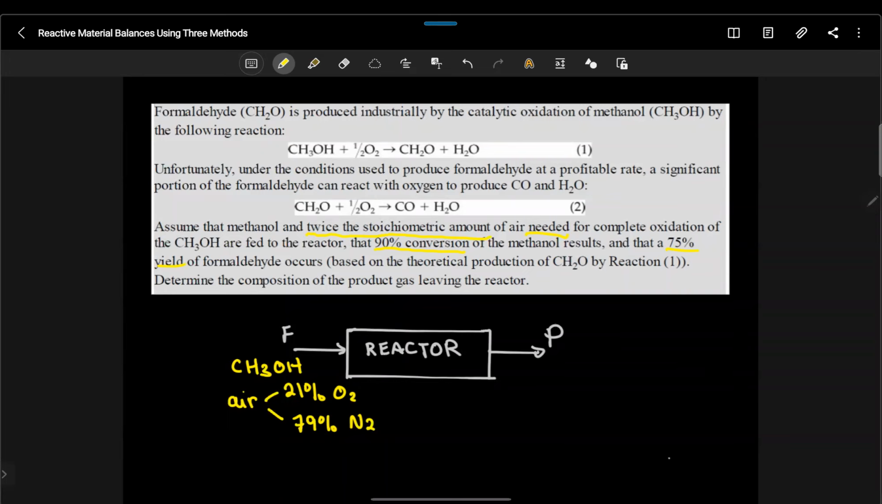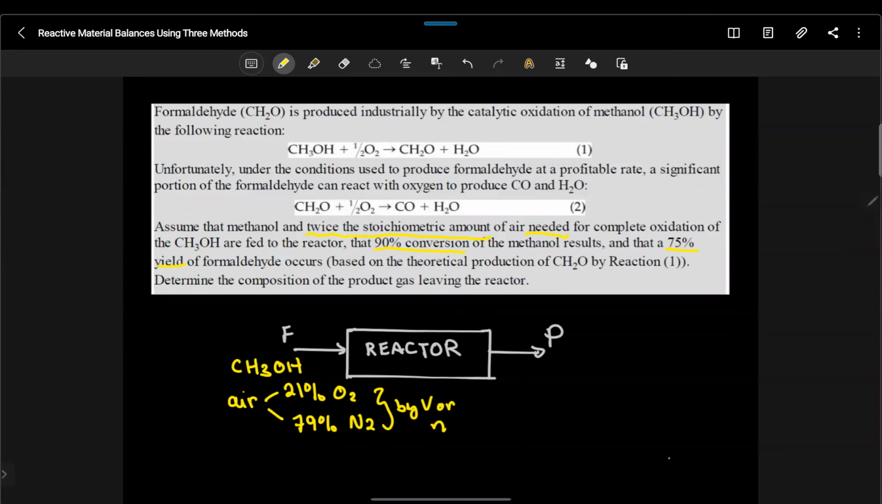Okay? So let's try to answer this problem. Unang-una, nasulat ko na dito yung composition of feed. So we have methanol and air being 21% oxygen and 79% nitrogen. By what? Diba? By volume sila or by moles, no?